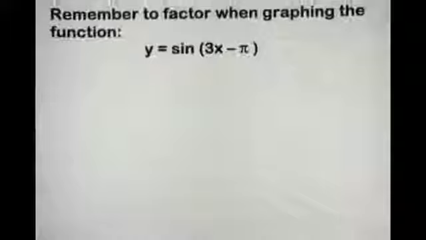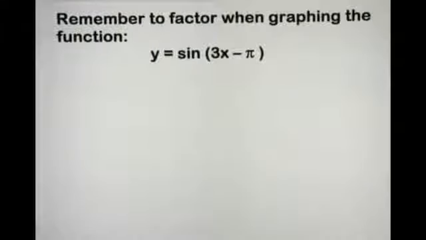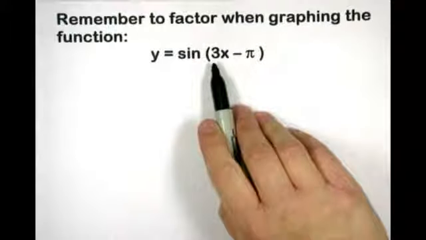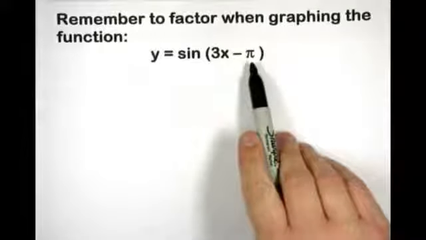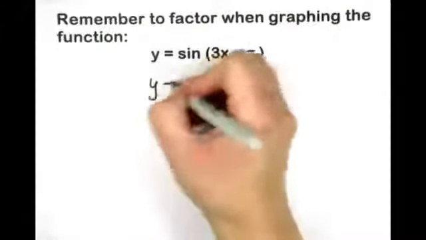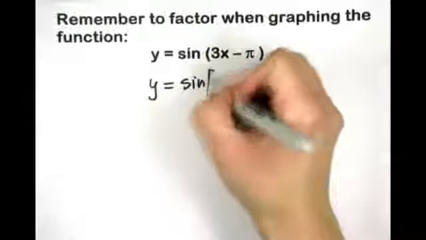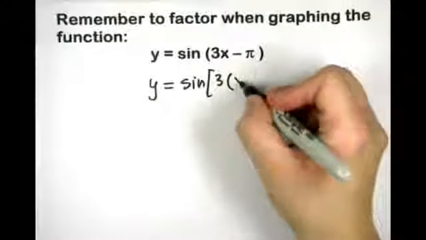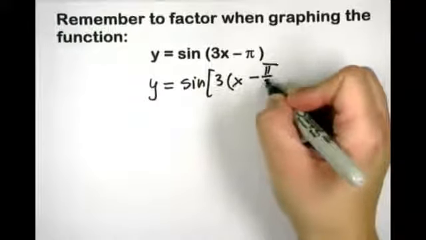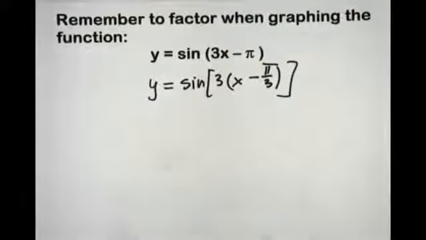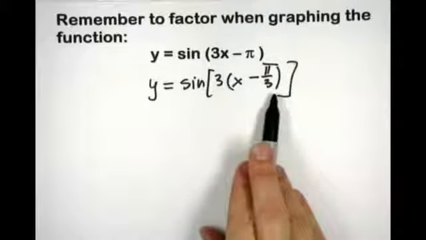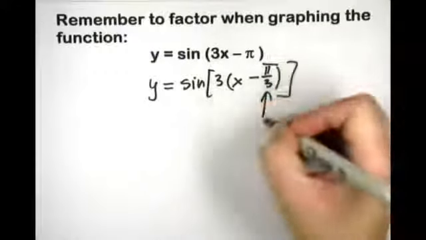Now we need to remember, when talking about trigonometric functions, we need to remember to factor when graphing a function like this. We need to factor this because the phase shift, or horizontal shift, is not pi. Once we factor, it's going to be different. So we have sine, we factor 3 out, so x minus pi divided by 3. This one is the compression, but that's the phase shift, or horizontal shift.